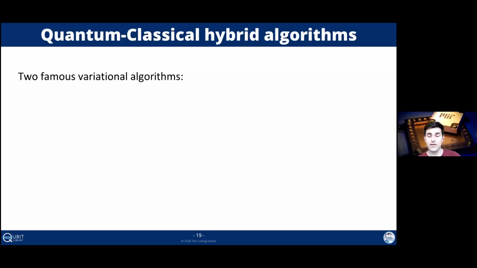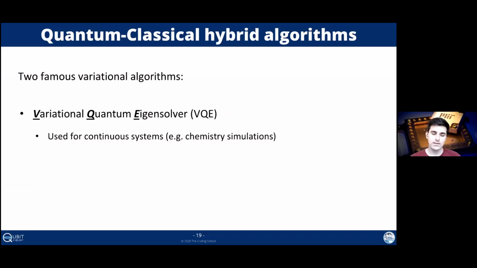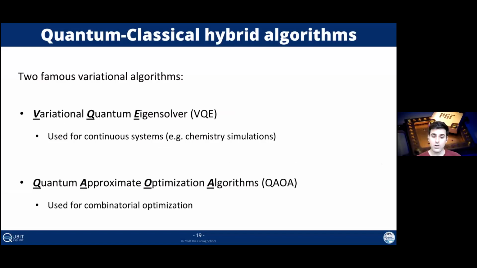Now, there are two famous variational algorithms, which effectively are a recipe for the template that you use to solve the problems. The first one is the variational quantum eigensolver, or VQE, which is used for continuous systems, for example, chemistry simulations. And the other one is the quantum approximate optimization algorithm, or QAOA, which is used for combinatorial optimization. We're going to talk about QAOA in more detail in this lecture, but VQE has more subtleties and requires more of a background in either the physics or the quantum chemistry of the system for us to do a real deep dive during this lecture.